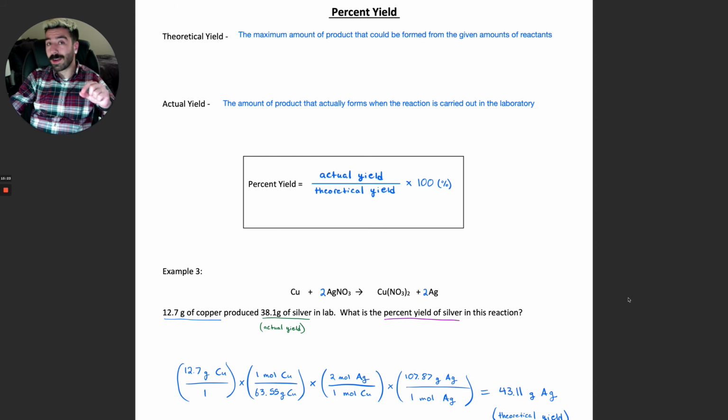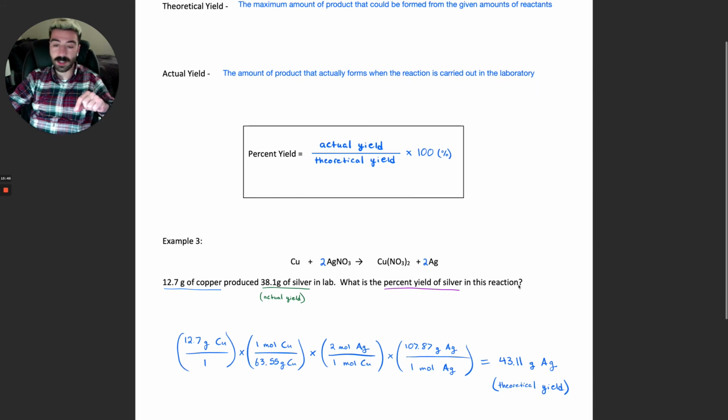And so the way we calculate percent yield is actual yield divided by theoretical yield times 100. And I have percent in parentheses here because you're making it a percent. You're not actually multiplying by 100%. 100% is just 1. So actual over theoretical times 100 to give you a percentage.